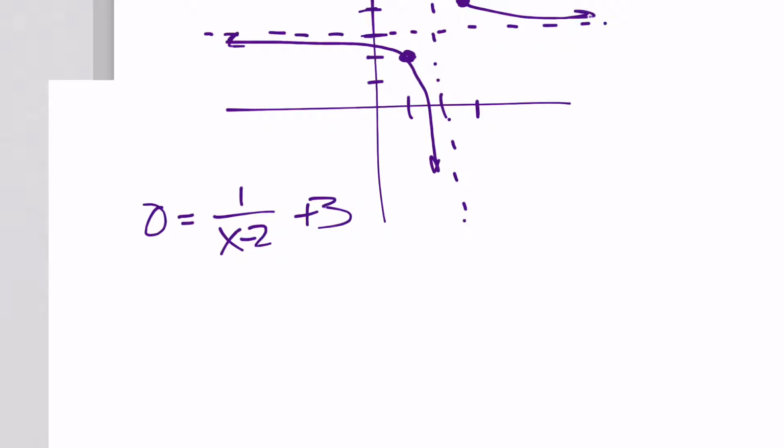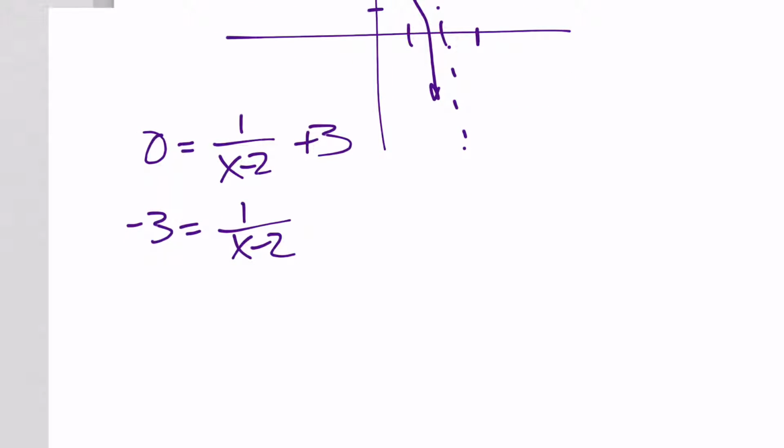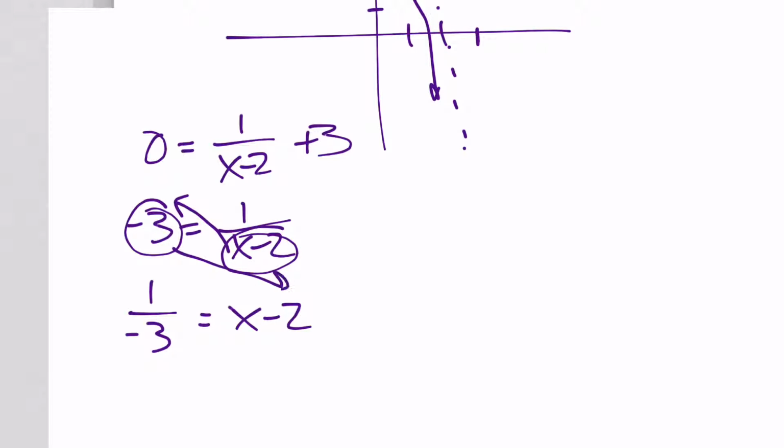So subtract 3 from both sides. So negative 3 equals 1 over x minus 2. What do we do now? Well, now we should take the reciprocal of both sides. 1 over negative 3 equals x minus 2. Do you see what I did? In a very fancy way, I took this and multiplied it up, I took this and divided it down. So I ended up with x minus 2 on the top and 1 over negative 3 like that.